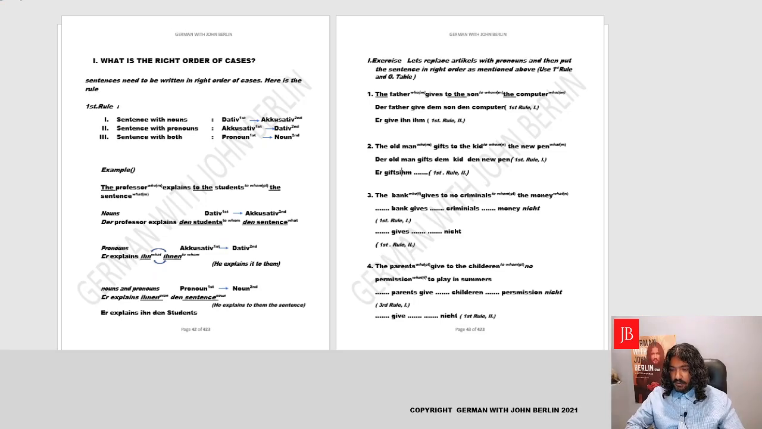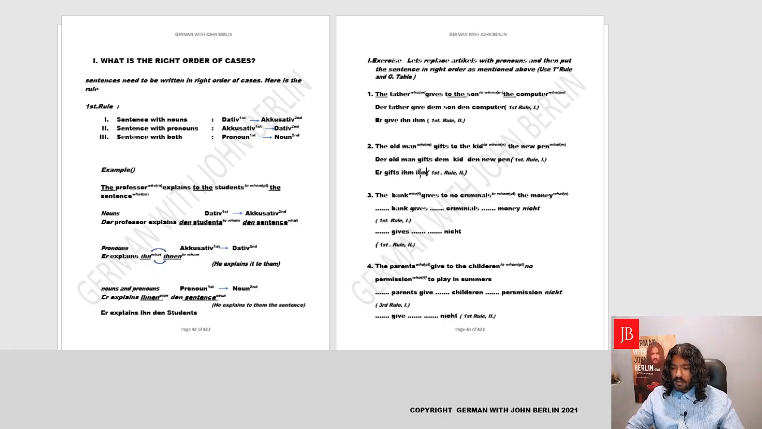Very good. And what? Den new pen. So we look at den, which is accusative. Yes, what is accusative? And instead of den, under accusative, we'll get en. So is it the right order? Let's find out. Gibt ihm en, gibt ihm en.